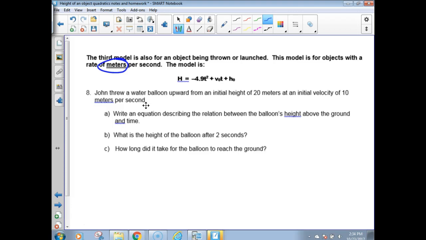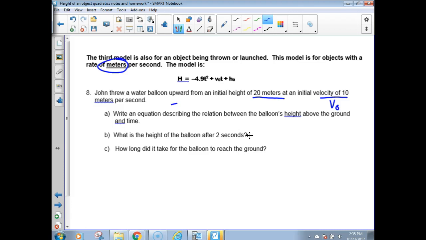So, a water balloon. When you read, be careful to notice if it's in feet or meters. Then you know which one to use. Same ideas, exactly. Write an equation describing the relationship between the balloon's height above the ground over time. Height of the balloon after 2 seconds, and so on. All right, so these just have the same variables. It's just in meters now. The assignment is worksheet 11 and 12.